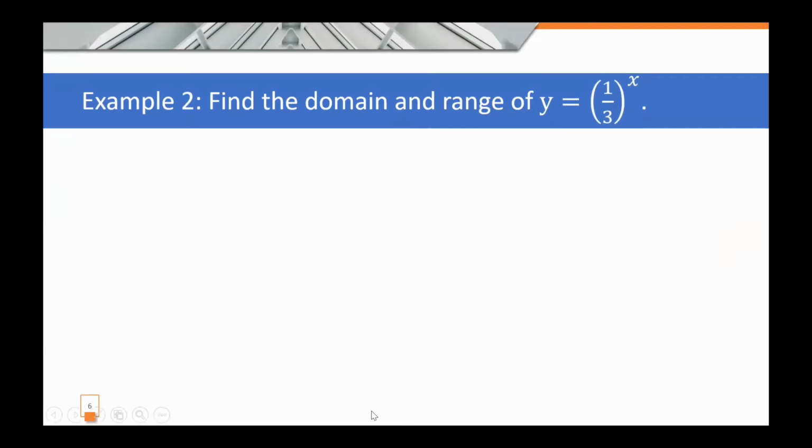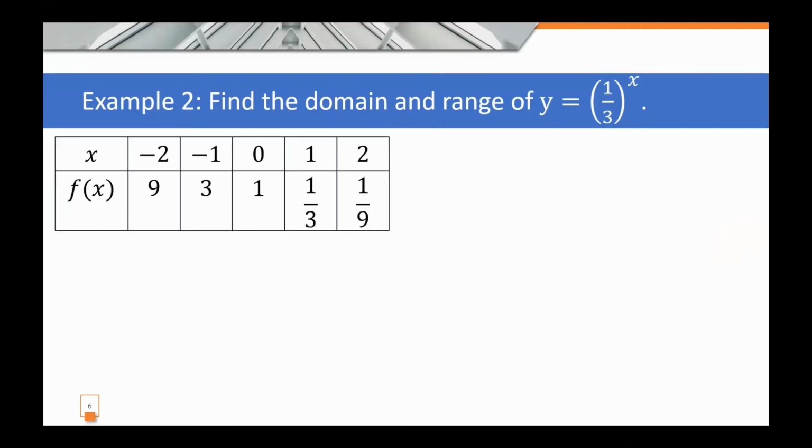Let's have example number 2. Find the domain and range of y equals 1/3 raised to x. Let us consider the table of values of the given function. As you can see, the value of x here from -2 to +2, that is increasing. But the value of f of x, 9, 3, 1, 1/3, 1/9, the values of y or f of x are decreasing.